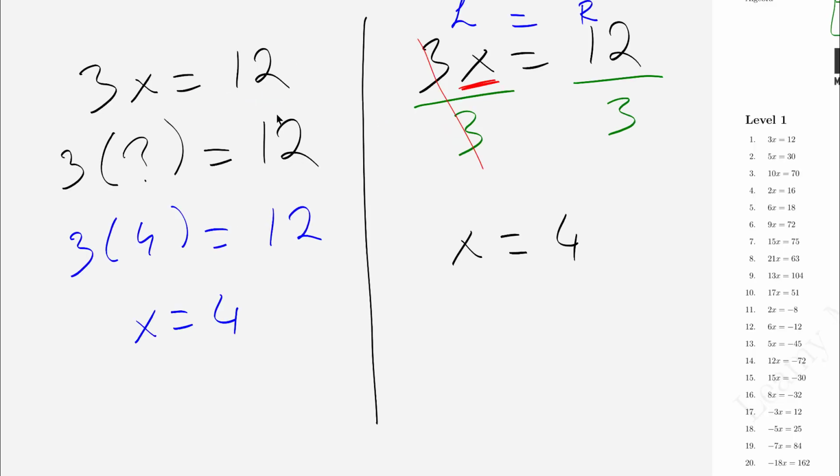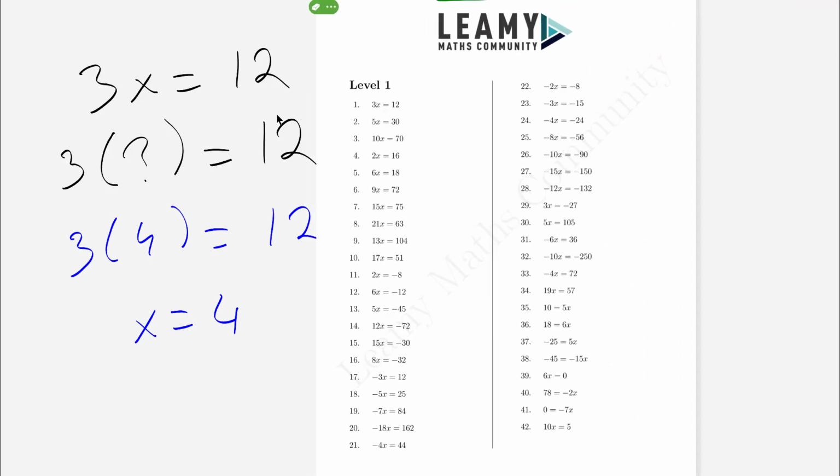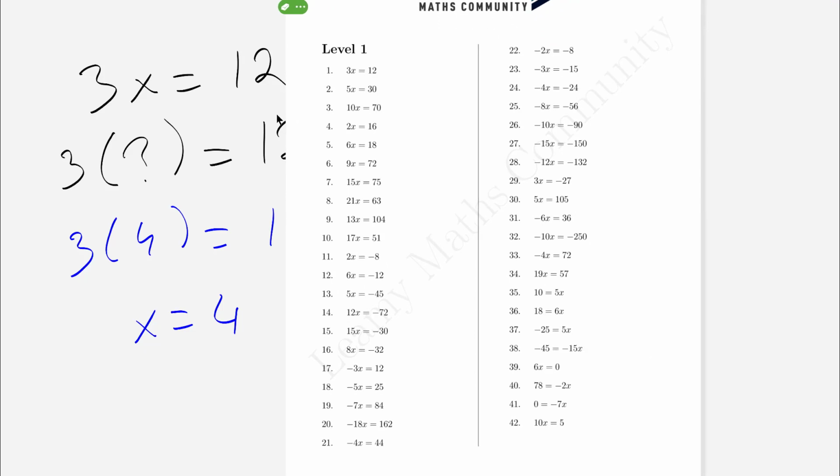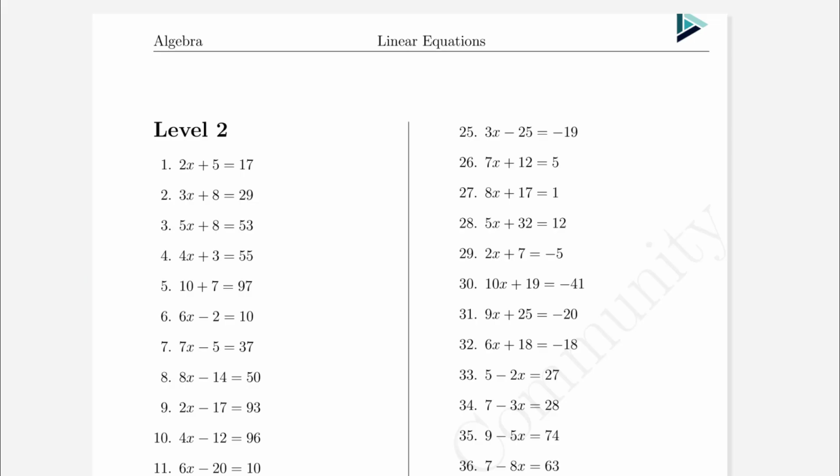Let's step it up to level 2. But before we do that, my advice to you guys is to practice some of these questions on level 1. Make sure you've got the idea of the basics before you move on to level 2. So let's have a look at the second level of these linear equations.